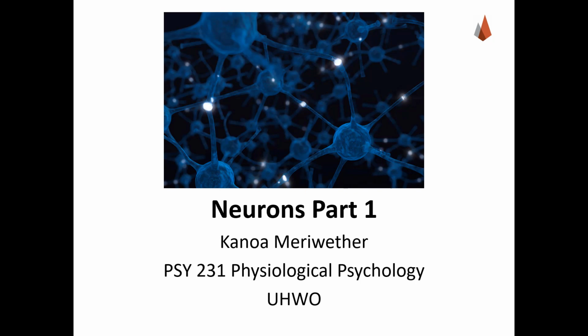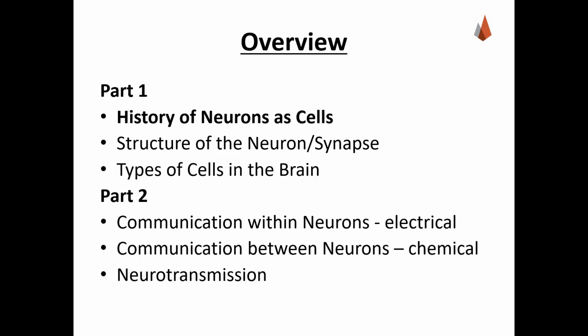So let's take a look at an overview. In this lecture, we're going to start with the history of neurons as cells, and talk about Ramon Cajal and his discovery. Then we'll spend the bulk of it on the structure and function of neurons, on the structure of the synapse, and the various types of cells in the brain. There are different kinds of neurons, and different kinds of glia, which are the support cells for the brain.